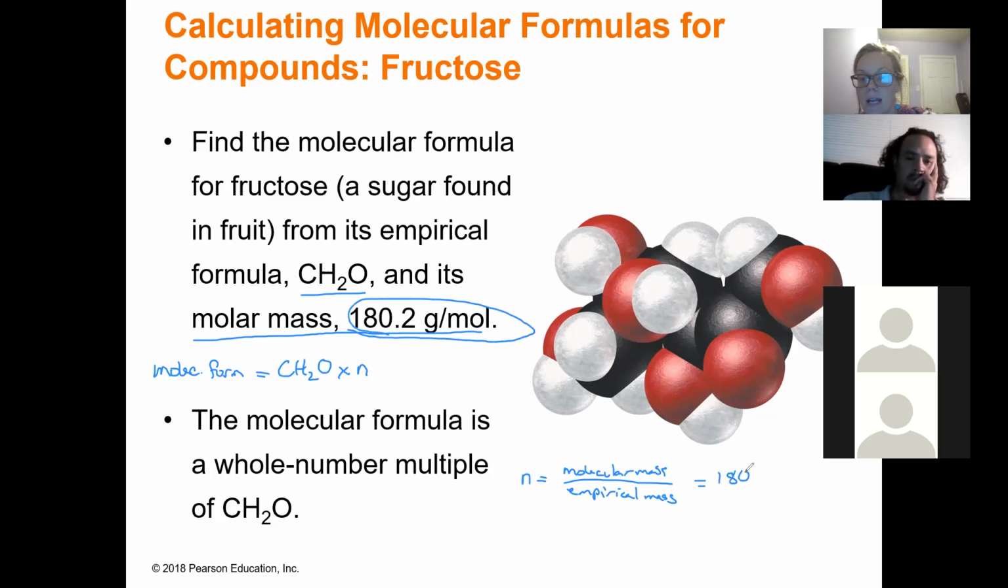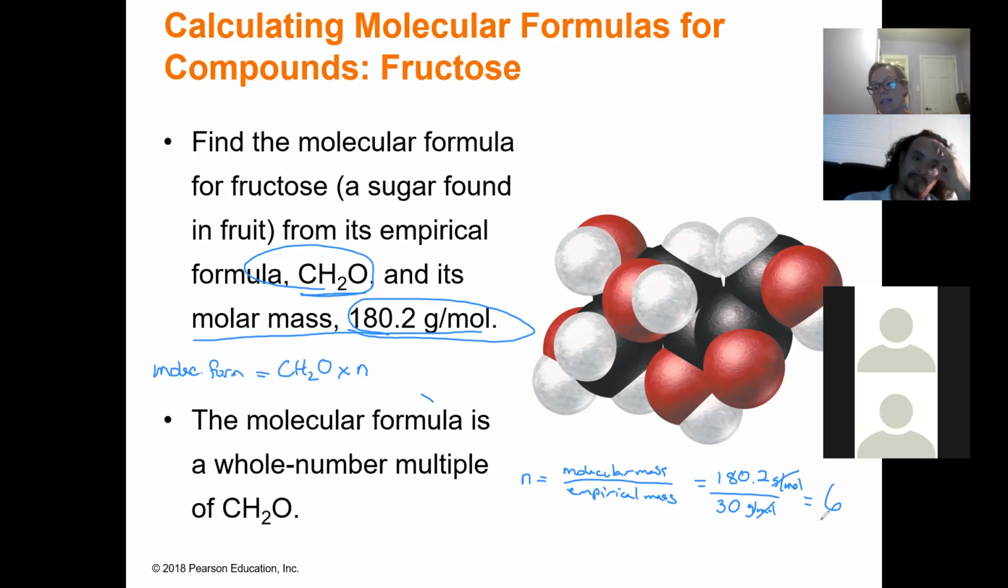So we take that 180.2 and we're going to divide it by my empirical mass, which is the mass of this. So I take the mass of a carbon and I add it to 2 hydrogens and an oxygen. And it should give me approximately 30 grams per mole. This is also a unit in grams per mole. So the units cancel and you're just left with a unitless thing. 180 divided by 30 is 6. You're done. No, not yet.